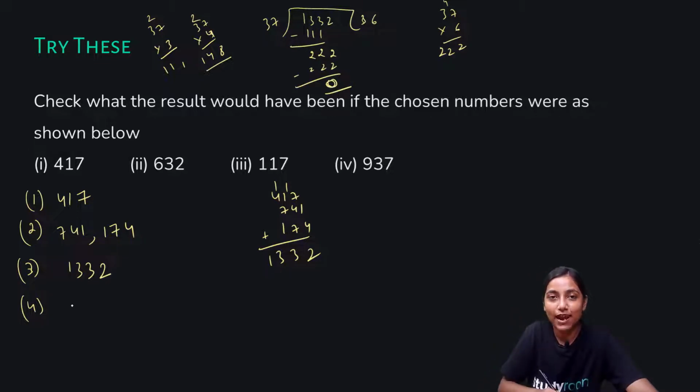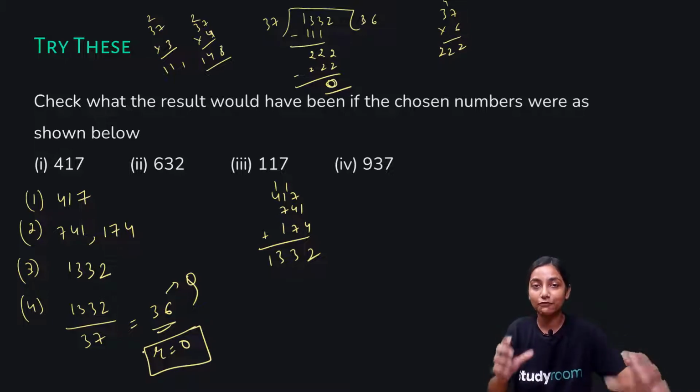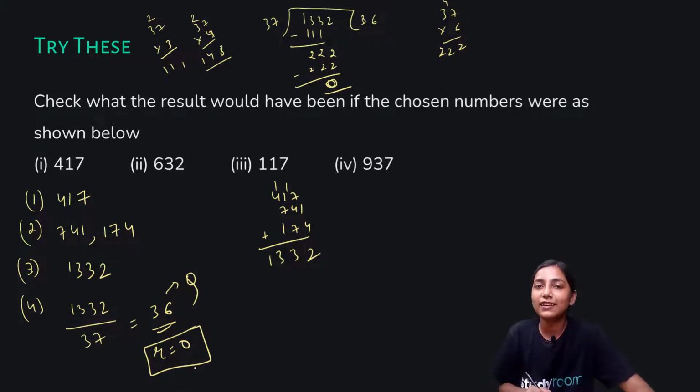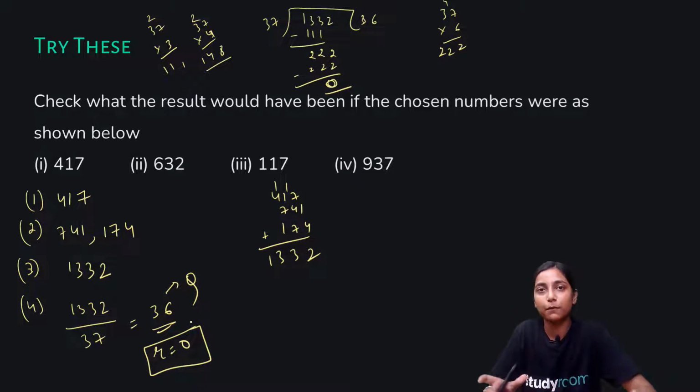So yes, when I divided this sum 1332 by the number 37, I am getting my quotient as 36 while my remainder is 0. And this is what was written in the previous slide, that if you follow all these 4 steps, you will get your remainder as 0. In this part 1, when I followed all the steps, my remainder is coming to be 0 and my quotient is 36. Now please follow all these 4 steps for these 3 parts, that is 632, 117 and 937. When you follow all these 4 steps, you will again get your quotient and your remainder as 0.